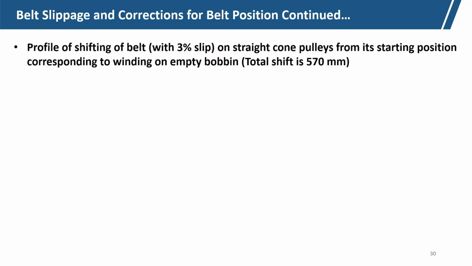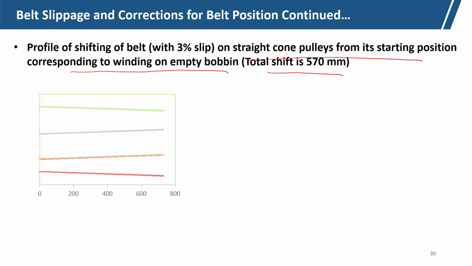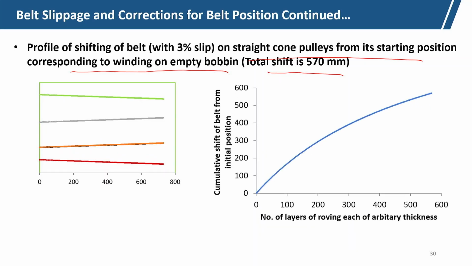Now, the profile of shifting the belt with 3% of cone pulley from the starting position corresponding to the winding of the empty bobbin, the total shift will be 570 millimeter. That is the profile. The total shift will be 570 millimeter.